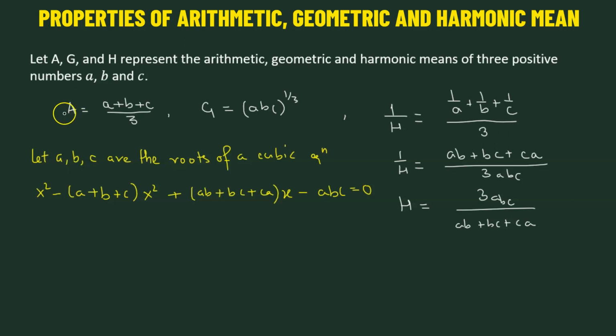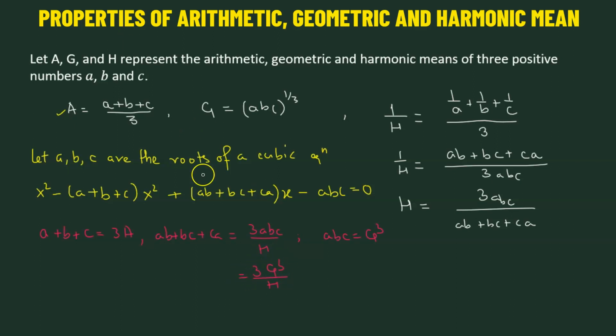Now we'll start with the arithmetic mean. Here we have A plus B plus C, so that will be equal to 3 times A. Fine. Then we need AB plus BC plus CA. For this we can take the help of the harmonic mean. So clearly AB plus BC plus CA will be equal to 3ABC divided by H. We'll come back to this in a moment. So here we can also define ABC. ABC is simply going to be equal to G cubed. So that means we can replace this ABC with G cubed to get 3G cubed over H.